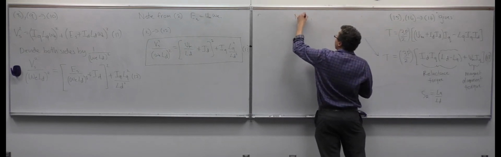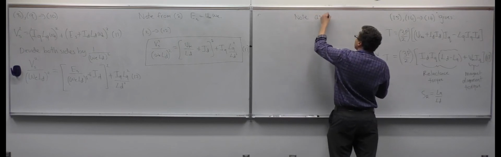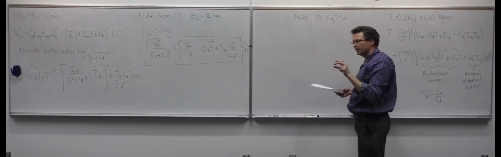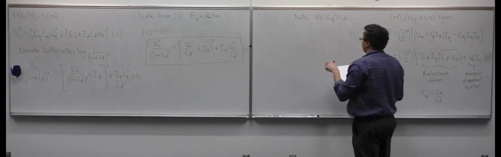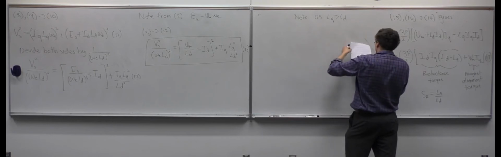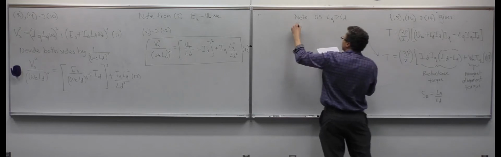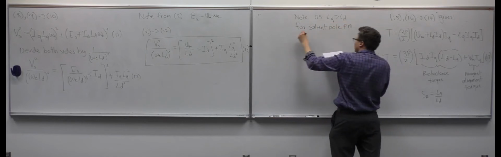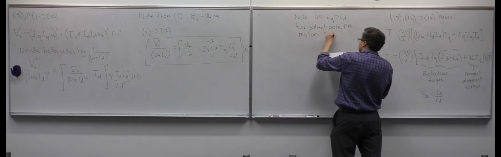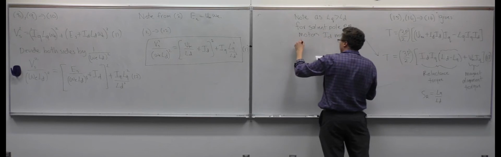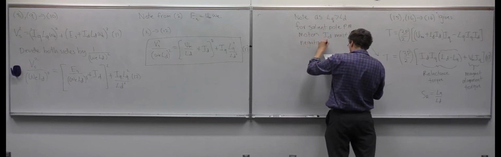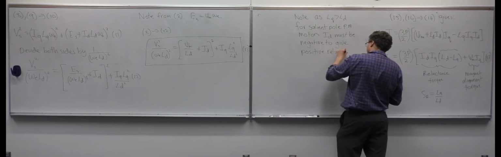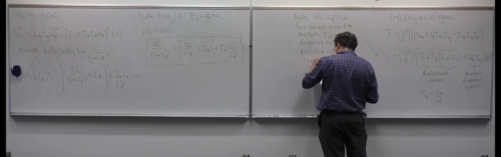Now let me write that. Note, as LQ is greater than LD for the permanent magnet with saliency. Remember, when we didn't have any magnet on it, that was not the case. Note, as LQ is greater than LD for salient pole PM motor, ID must be negative to give positive reluctance torque.